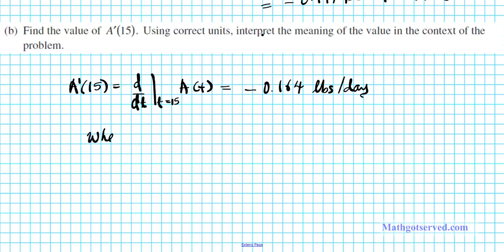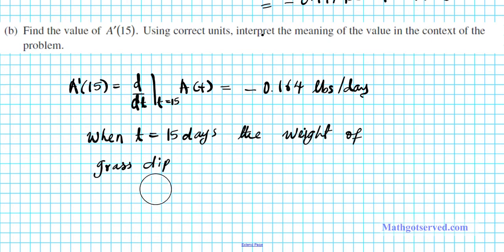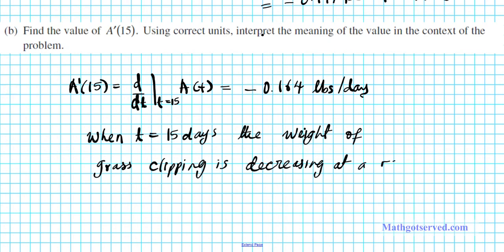When t is equal to 15 days, the weight of grass clippings is decreasing, right? Because you have the negative derivative there. So the weight of grass clippings is decreasing at a rate of 0.164 pounds per day. Okay, so that's the meaning of the solution that we just got.